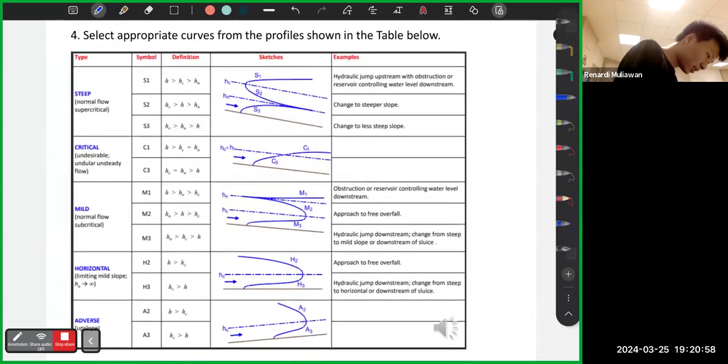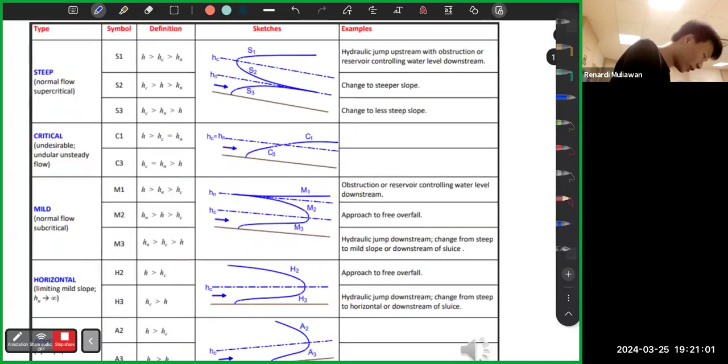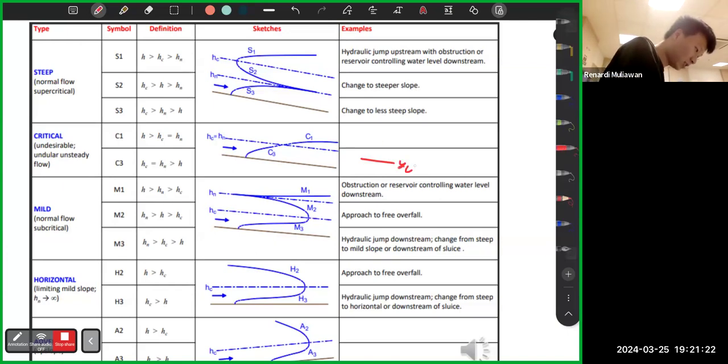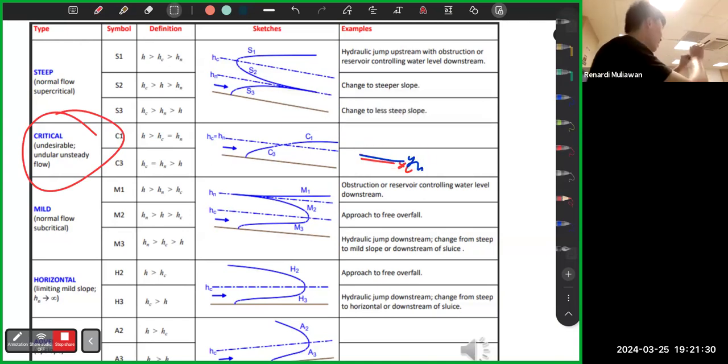Just to show you the table. For critical slope, the C slope, there's only C1 and C3. There's no C2 because logically speaking, let's say this is your YC, this is your YN. But for a critical slope, YN equals YC. So the two area is like squished. So there's only C1 and C3. This is just naming conventions, but you must know it.